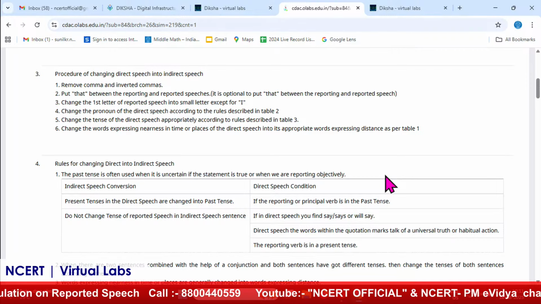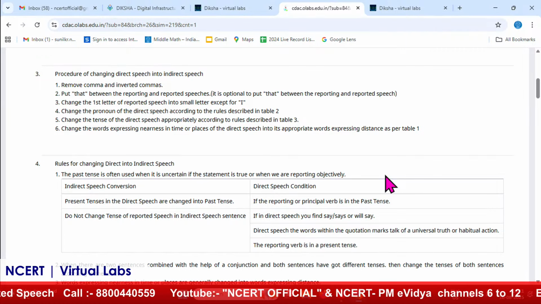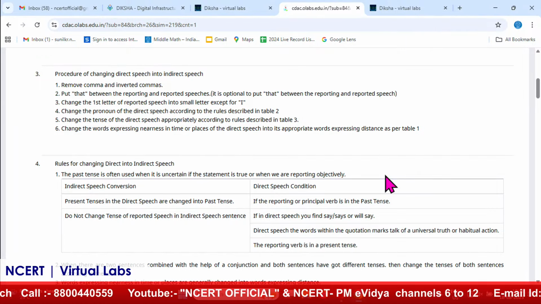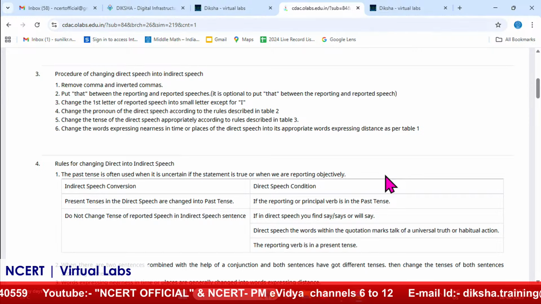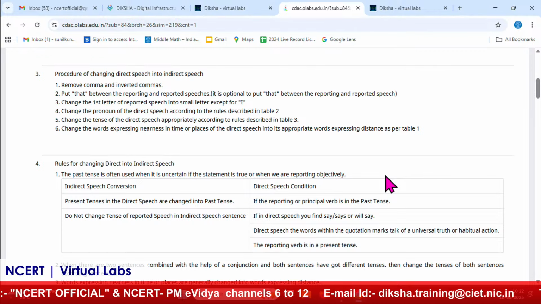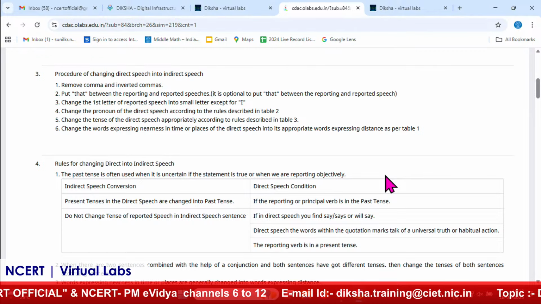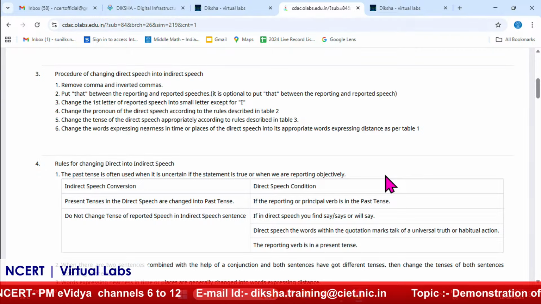Otherwise, you will have to follow these set of rules, which is a lot to learn. So, it is best to understand conceptually, but just to run through them. So, what do you do? First, you remove the comma and the inverted commas. She said, "I am going." So, you remove the comma and the inverted commas. Then you put a that. Why that? She said that.